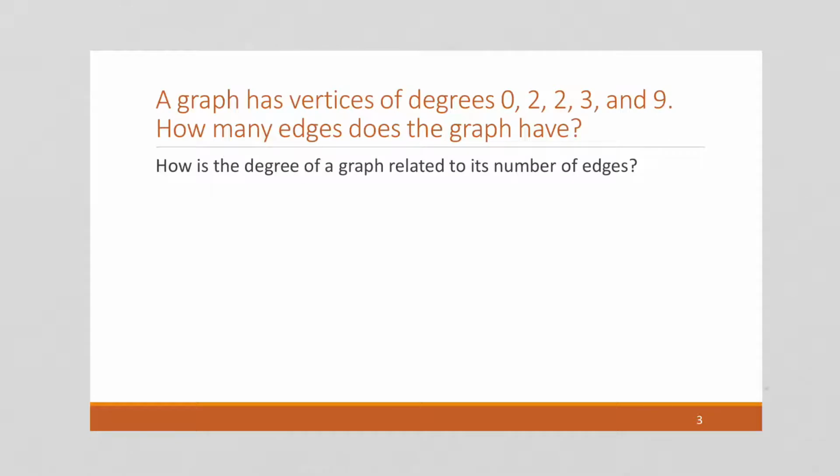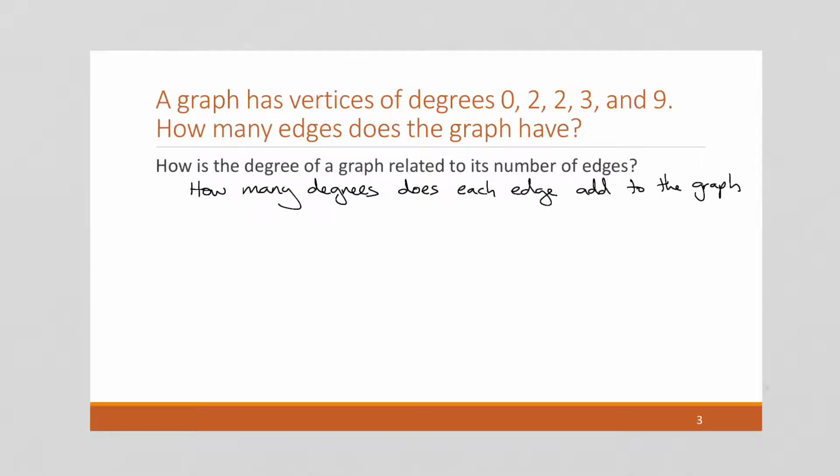So this is an interesting question. We're told that we have a graph that has vertices of degrees 0, 2, 2, 3, and 9, but we're not given the graph itself. From this information, we want to figure out how many edges the graph has. Well, a great place to start is to figure out how the degree of a graph relates to its number of edges. So first, we want to think about how many degrees each edge adds to the graph.